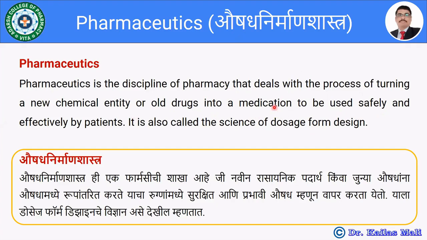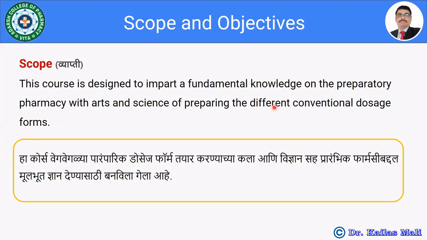Let us move towards the scope and objective of the subject pharmaceutics. The course is designed to impart fundamental knowledge on the preparatory pharmacy with the arts and science of preparing the different conventional dosage forms. So whatever the course is, that is, the subject pharmaceutics, it is designed in such a way to impart the fundamental knowledge on the preparatory pharmacy with the arts and science of preparing the different conventional dosage forms. So this is the specific scope for the subject pharmaceutics.